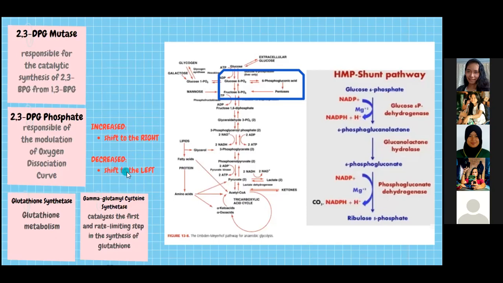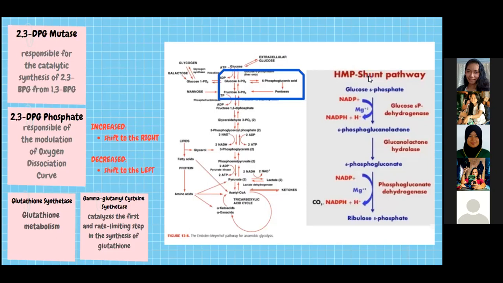While in decreased 2,3-DPG, opposite to the increase, the curve shifts to the left, and it indicates an increased affinity and so an increased tendency for hemoglobin to take up and retain oxygen. So that is the difference between the two, shift to the right and shift to the left. And for the hexose monophosphate shunt, as I said a while ago, it is still part of our Embden-Meyerhof pathway.